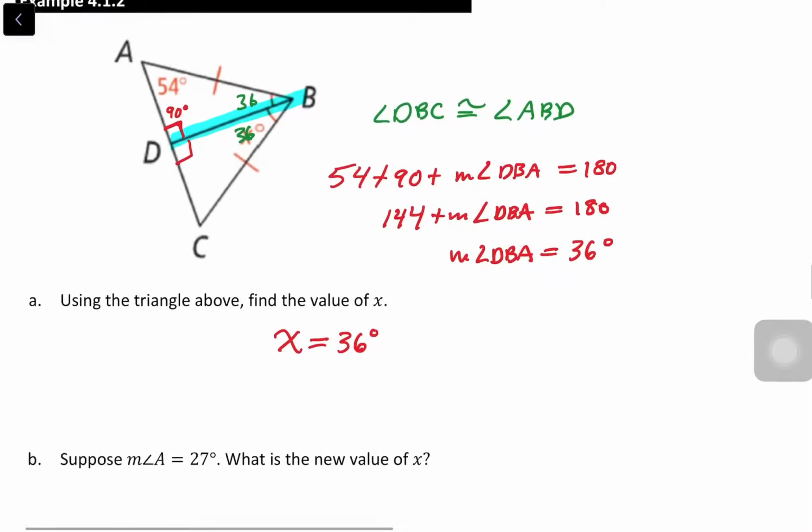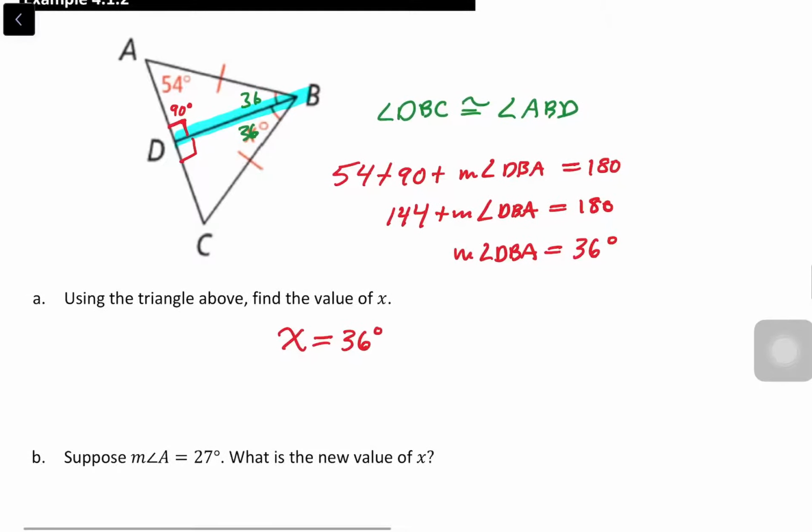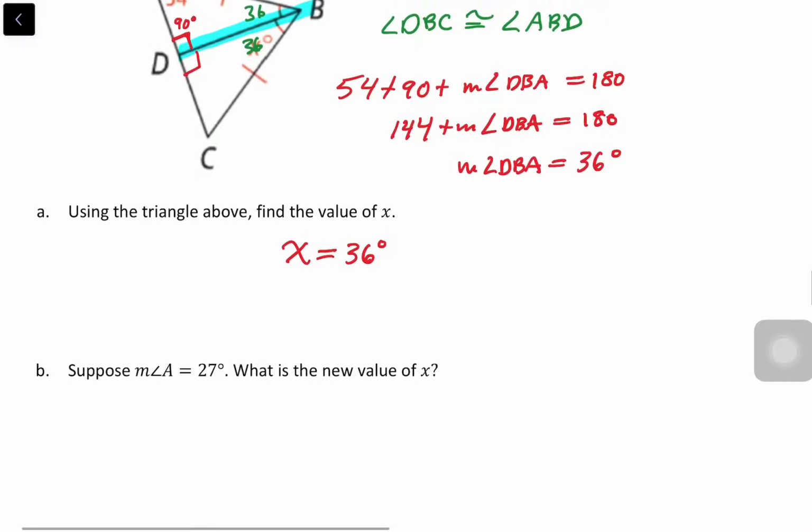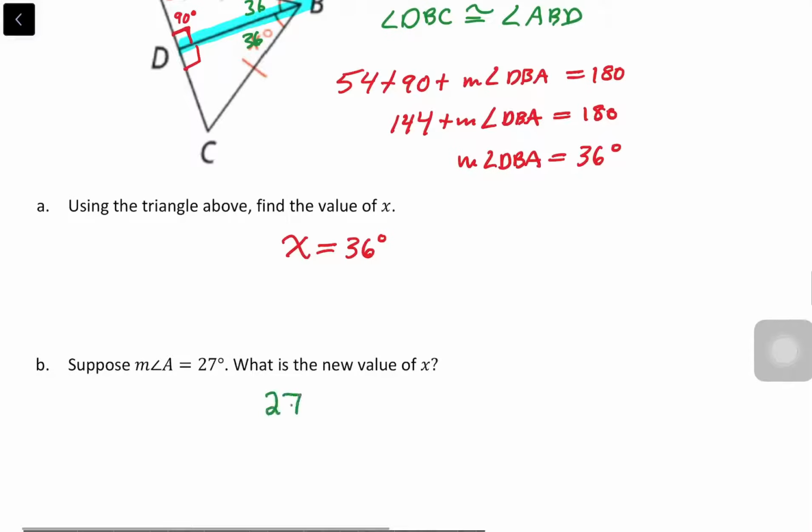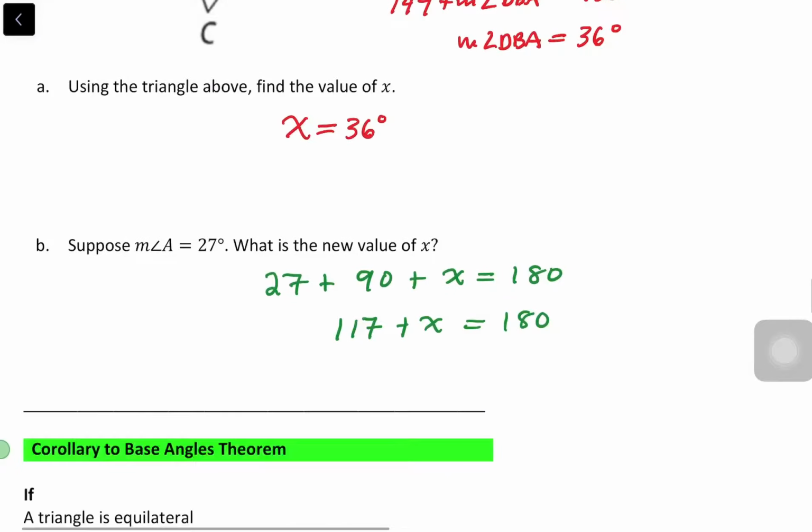Suppose that the measure of A was 27 degrees. What is the new value of x? Okay, so instead of 54, we're going to use 27 and do the same calculation. 27 plus 90 plus x would have to equal 180. And so now I have 117 plus x equals 180. Subtract 117 from both sides, and I think that is 63 degrees.